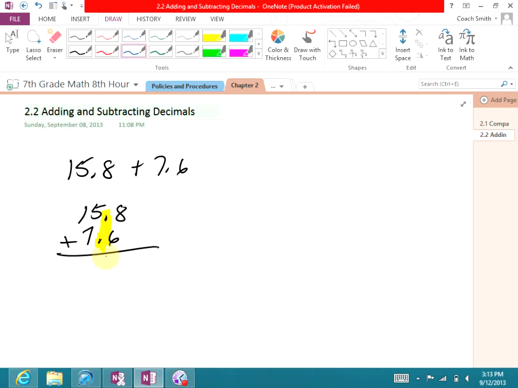All right, now, when we add it together, that gives me a 4. 6 plus 8 is 14. Carry my 1. 1 plus 5 is 6 plus 7 be 13. Carry my 1. 1 plus 1 is 2. Now, you just bring the decimal down into your answer. So that gives you 23.4. Yes, when you're adding, you always have to line up the decimals. Adding or subtracting, either one.